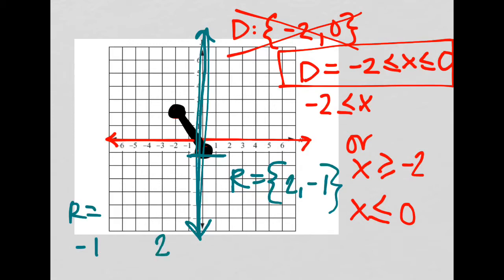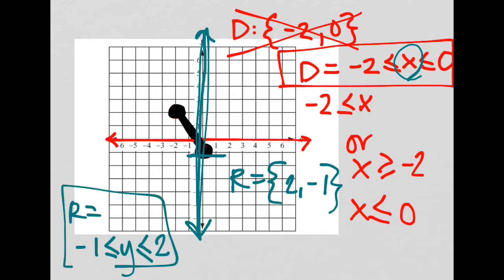Now, instead of using this x, because that's what domain is, I'm going to use a y. So the y has to be greater than or equal to that -1, and I'm reading this kind of backwards. Remember, it has to eat whichever one's bigger, and it's going to be less than or equal to 2. So here's my answer for my range.